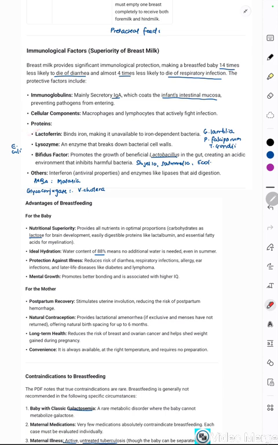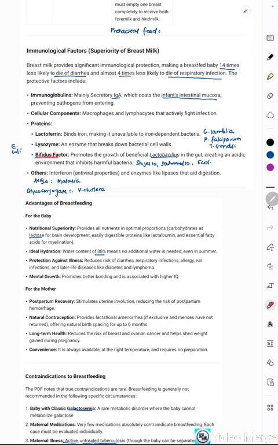Then the proteins that consist of various defensive proteins like lactoferrin. Lactoferrin is the one which binds to iron and makes it unavailable to iron-dependent bacteria, and because of which the infections from Giardia lamblia, Plasmodium falciparum, and Toxoplasma gondii decrease. Then the lysozymes act against Entamoeba coli or Entamoeba histolytica.